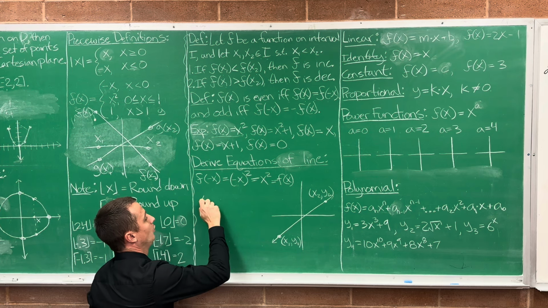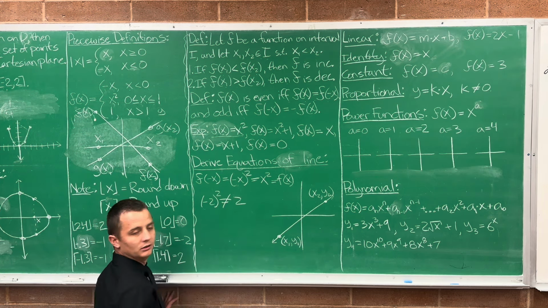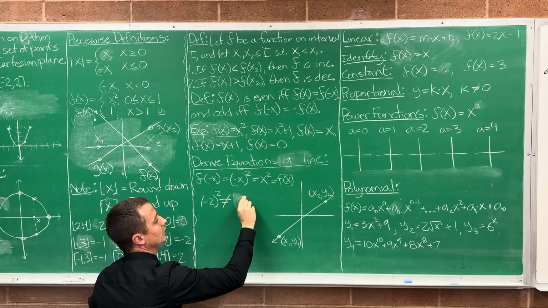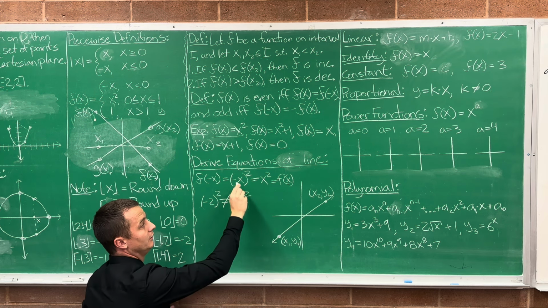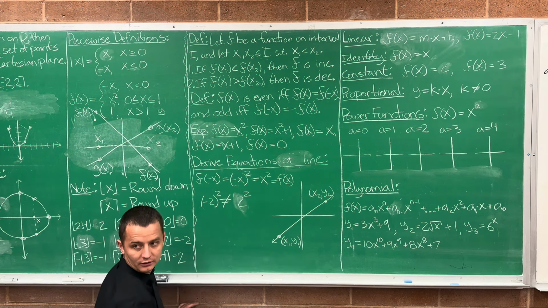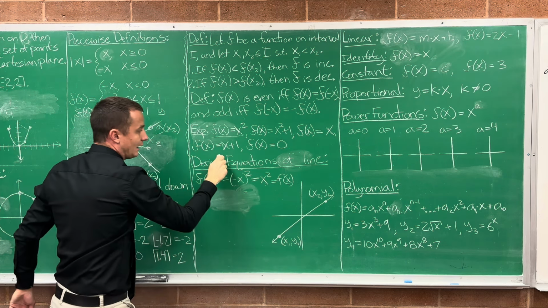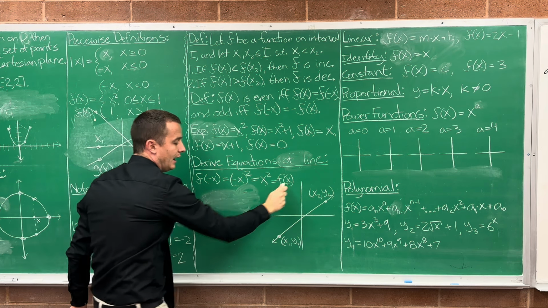Look, what is negative 2 squared? It's not equal to 2. It's equal to 4, or in other words, it's equal to 2 squared. Okay, I see what you're saying. Negative x squared is just x squared. And x squared is exactly f of x. So f of negative x is equal to f of x.